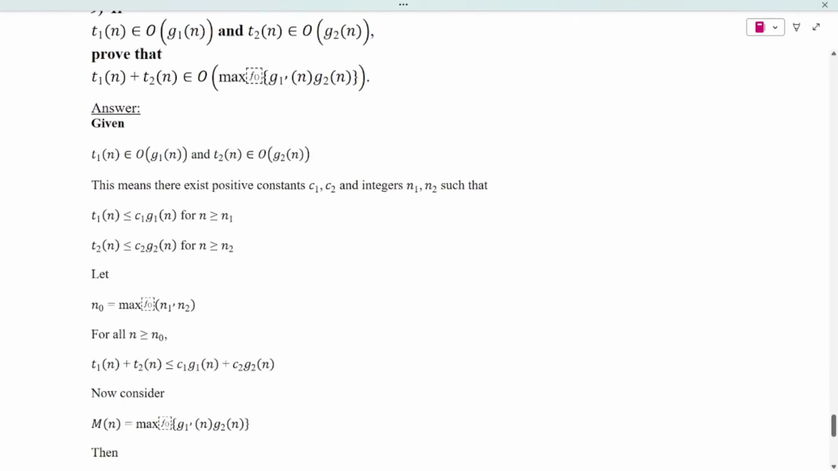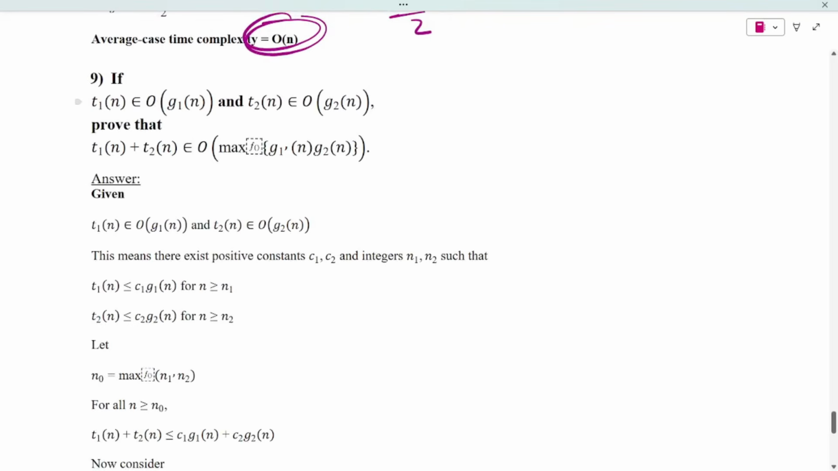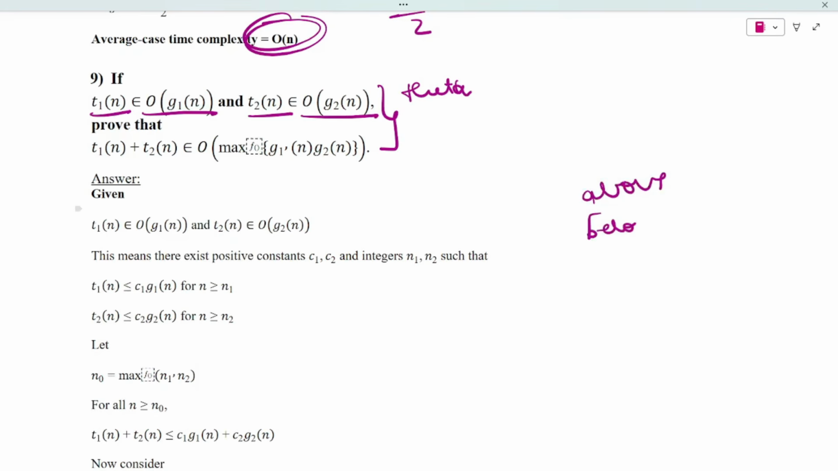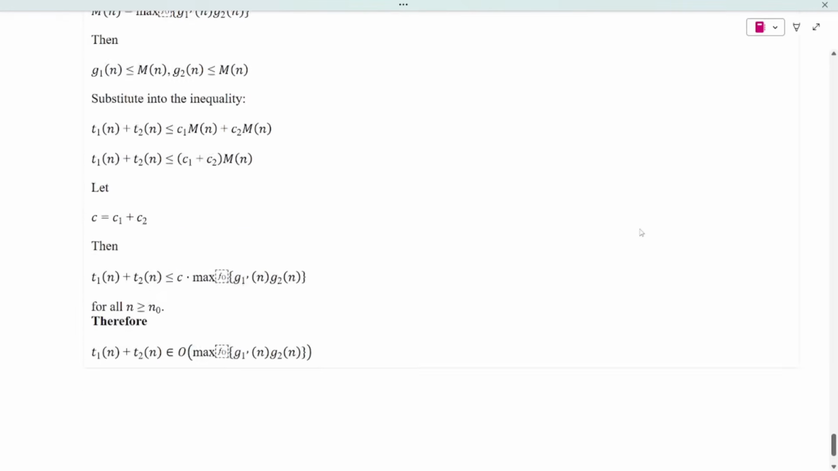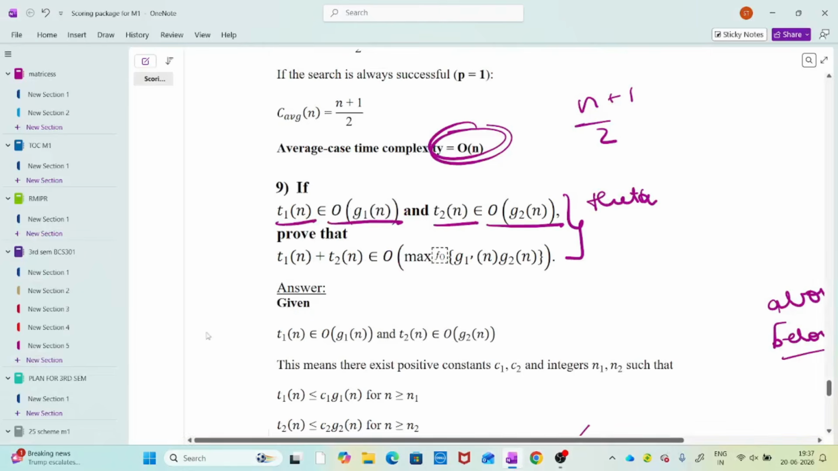Okay, this is how this works, and this is the last problem in this module, that is T1 of n belongs to O of g1 of n, T2 of n also belongs to O of g2 of n. This is again the same as we did for the theta problem. You can see that if you have understood that concept, which is above and below both, right? If you have understood that concept, you can solve this numerical easily. I hope you got this. This is very much easy, as it was in the numerical in the model question paper. Okay, I hope you got this.